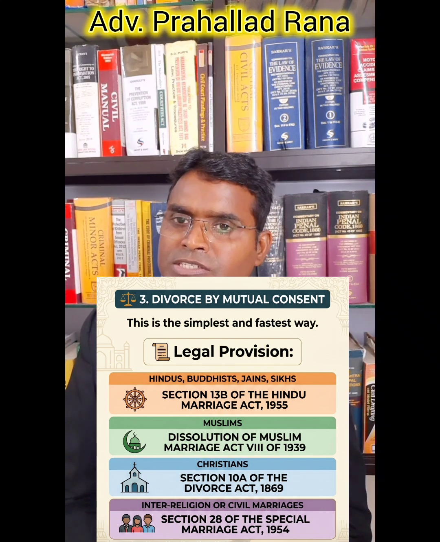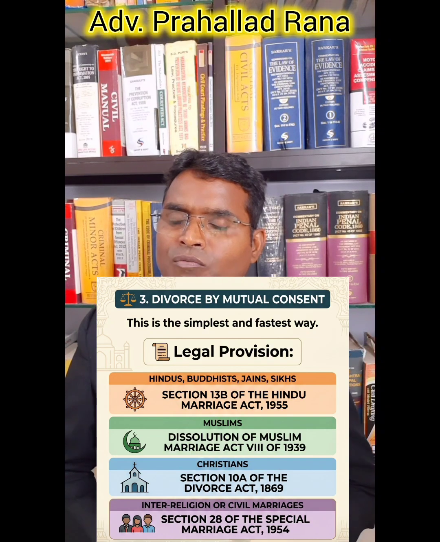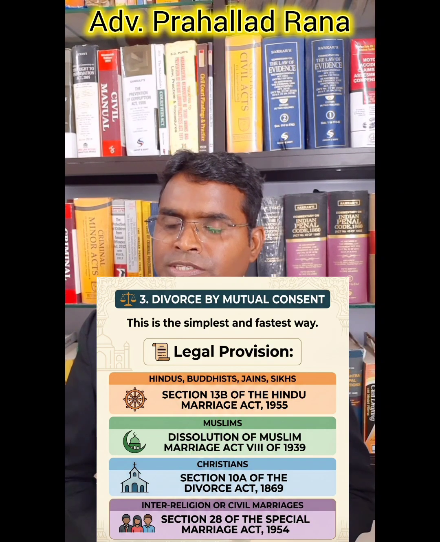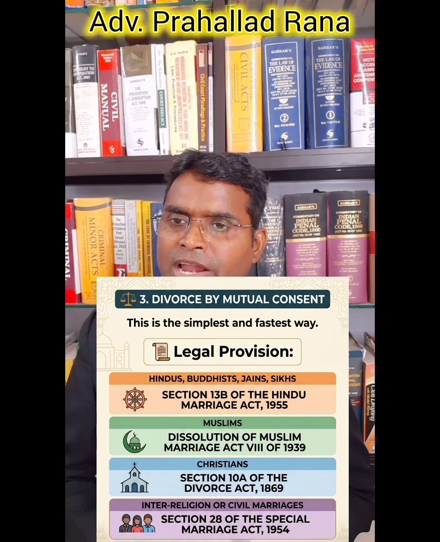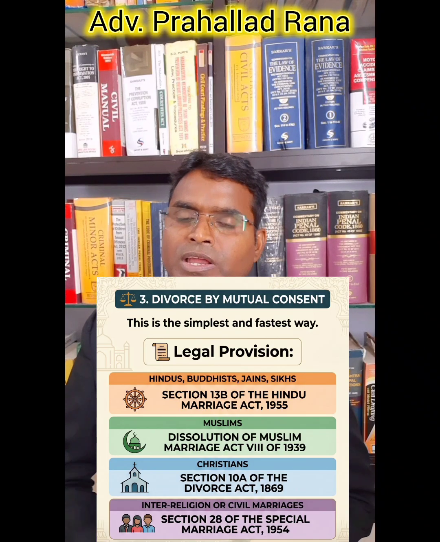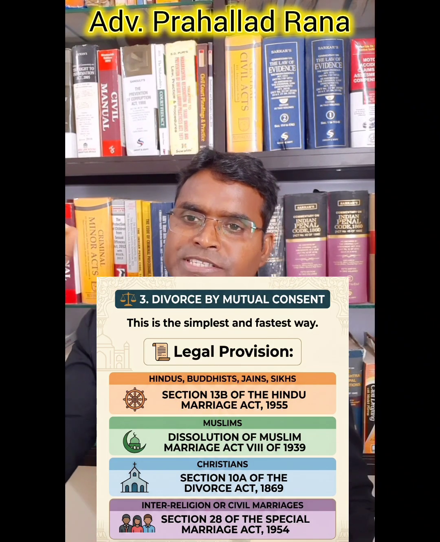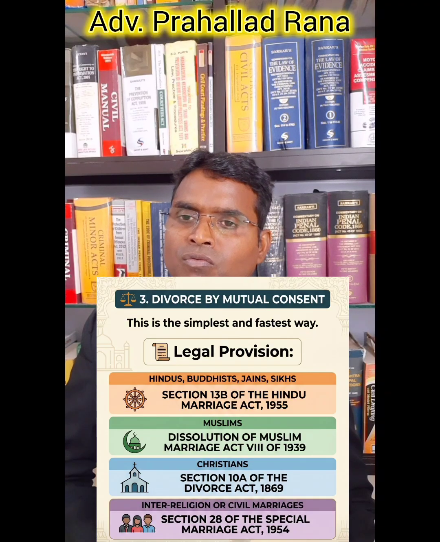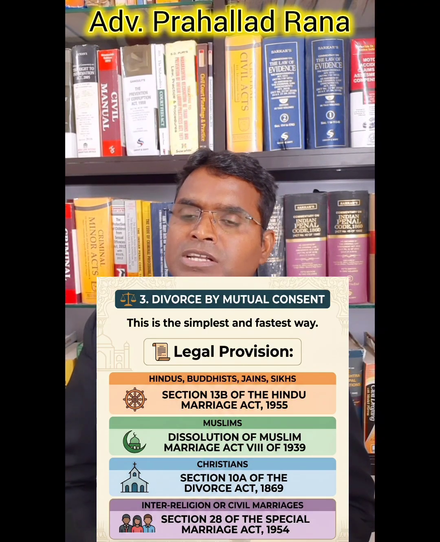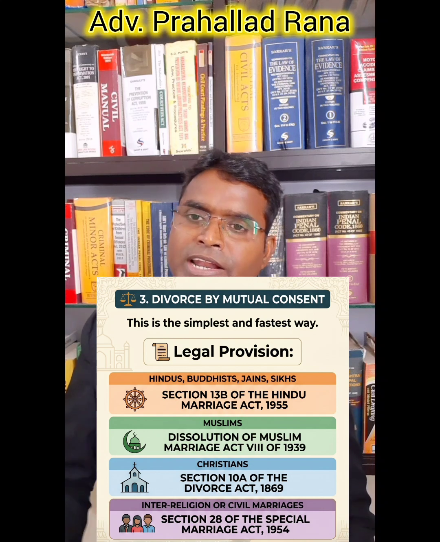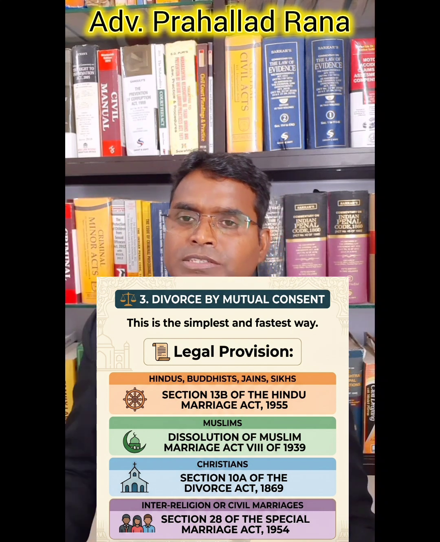Legal provisions. Section 13B of Hindu Marriage Act 1955 applies for Hindus, Buddhists, Jains, Sikhs. Dissolution of Muslim Marriage Act 8 of 1939 for Muslims. Section 28 of Special Marriage Act 1954 for inter-religion or civil marriages. Section 10A of the Divorce Act 1869 for Christians.